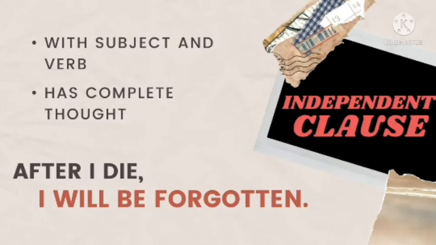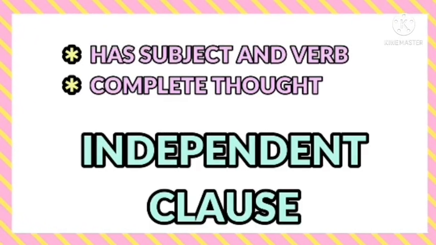Example, in the sentence, after I die, I will be forgotten. This sentence is divided into two parts. The first part is after I die, and the second part is I will be forgotten. We just learned that an independent clause consists of a subject and a verb. In these two parts, the one that consists of a subject and a verb is I will be forgotten. The subject is I, and the verb is will be forgotten. Since this group of words has a complete thought, it is an example of an independent clause.